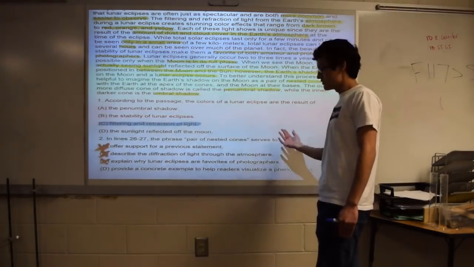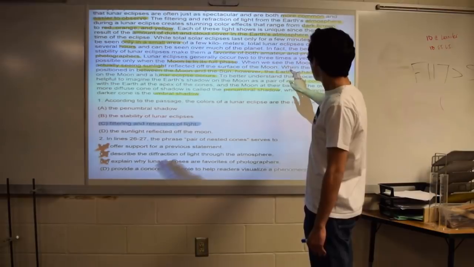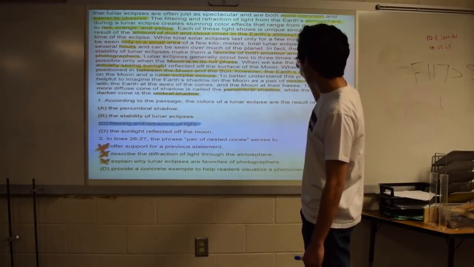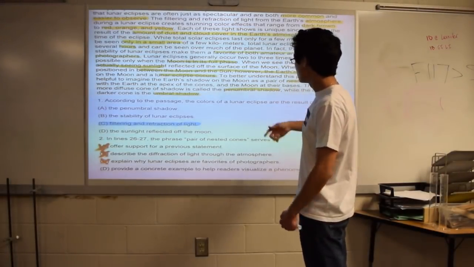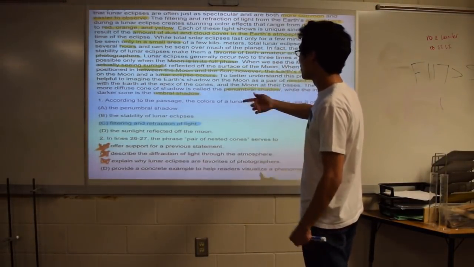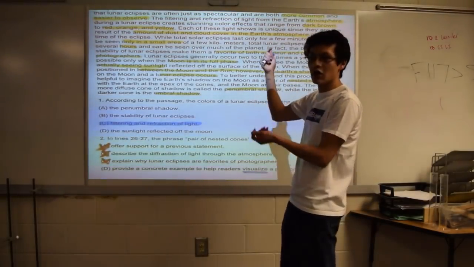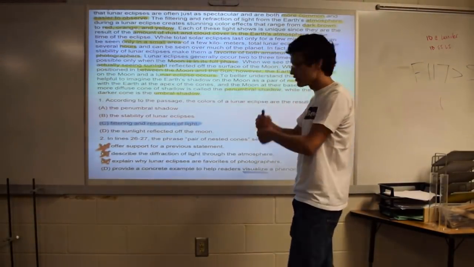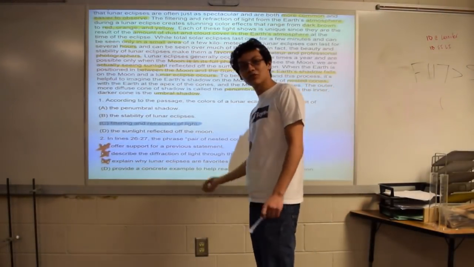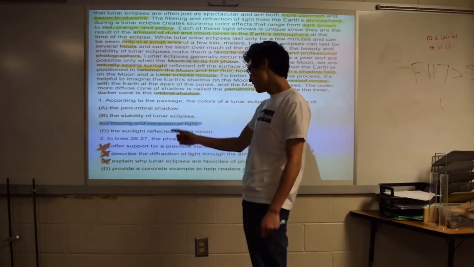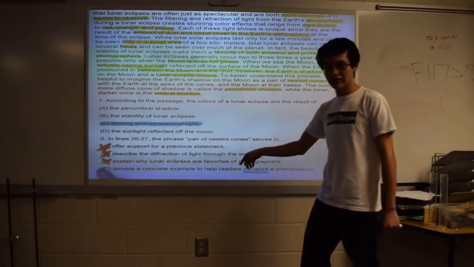So by process of elimination, it's obviously D, but we're going to look back to make sure. So reading the sentence again, a pair of nested cones is, as I said, an analogy or metaphor used to explain to the reader how a lunar eclipse occurs. So nested cones is something you can visualize. It's just cones that are on top of each other. So that's something you can understand more easily than the actual process of a lunar eclipse. So it is a concrete example to help readers visualize a phenomenon. So it's answer choice D.